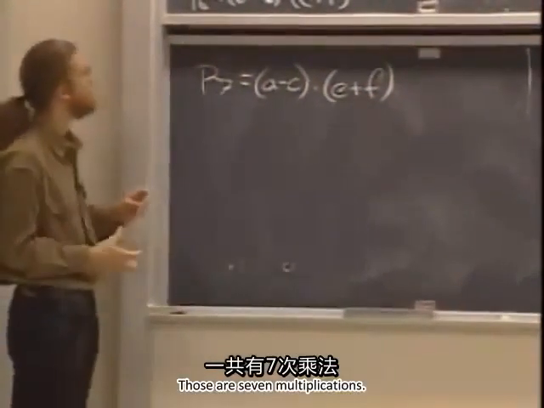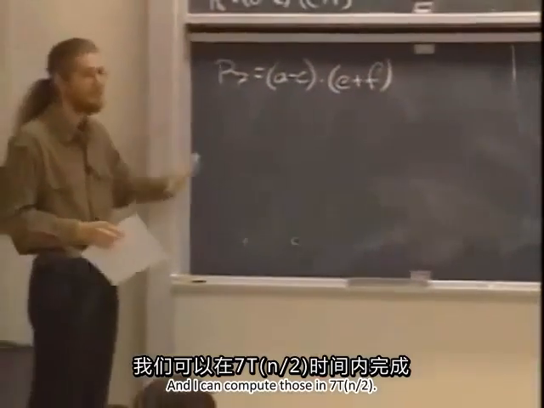So those are 7 multiplications, and I can compute those in 7 times T of n over 2.